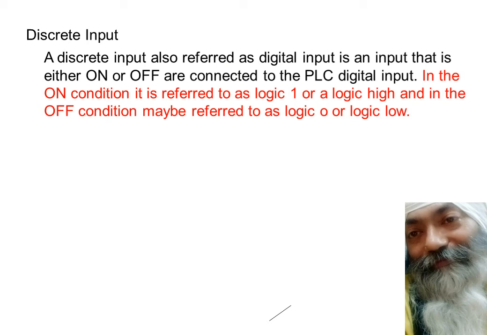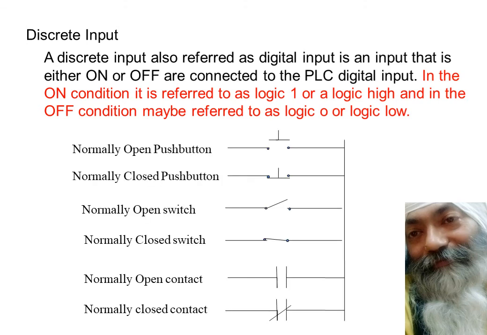They are sometimes referred to as digital inputs. They can be just on or off. In on condition, we say it is logic 1, as we studied in gates, and in off condition you can say it's logic 0, or you can call it logic low. You can see this looks like O, but it's 0, or logic low. So this is how we have different notations for the push button.